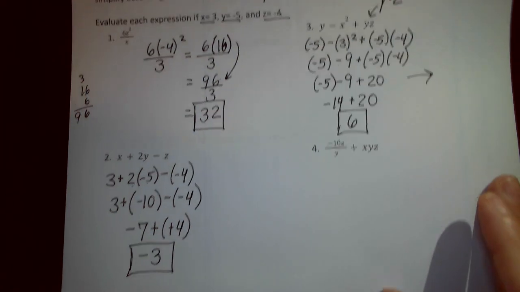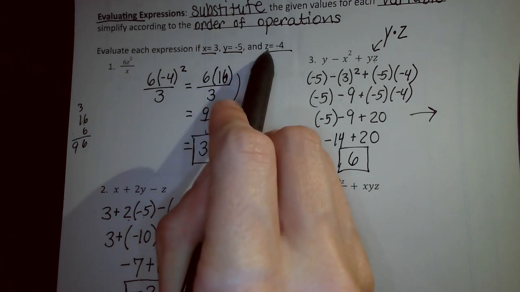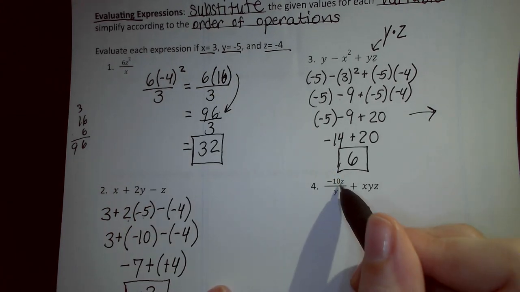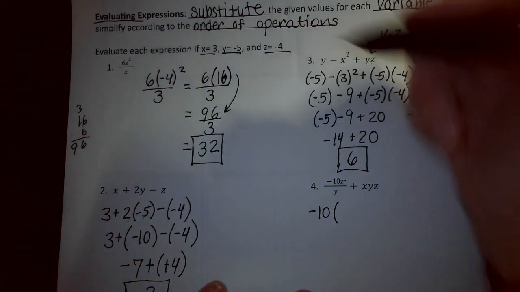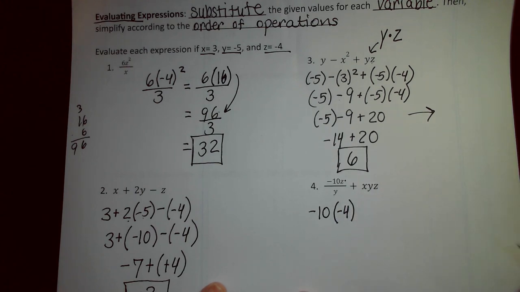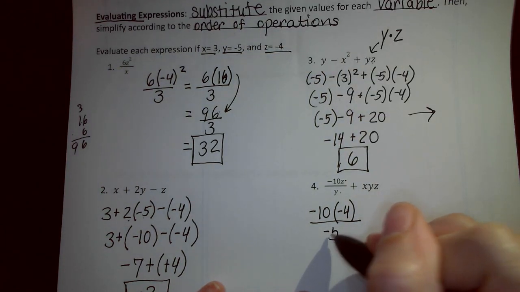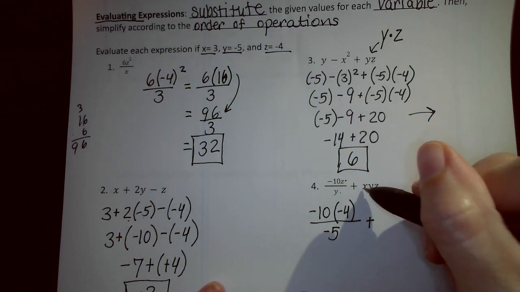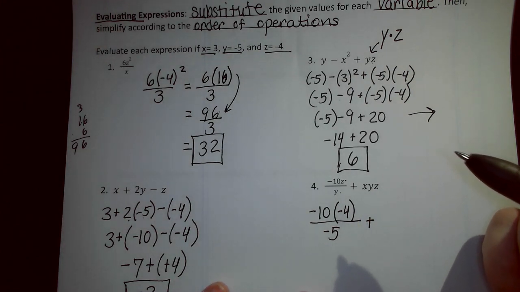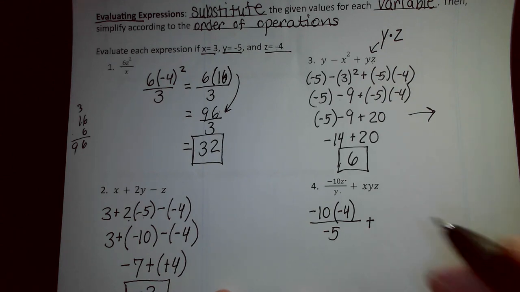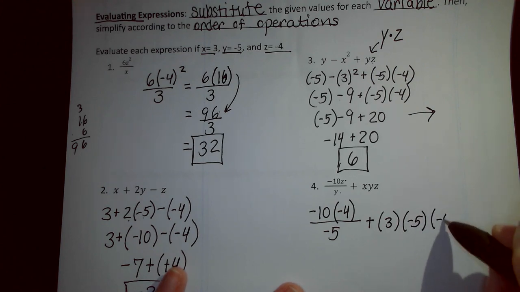All right, and our last one of this section, again, x is 3. Y is negative 5, z is 4. So I'm going to plug that in. So this becomes negative 10. The z is negative 4, so I'm going to replace that with negative 4 over y, which is negative 5, plus xyz. So I am not going to write just 3, 5, 4. It's not 354. It needs to be 3 times negative 5 times negative 4.